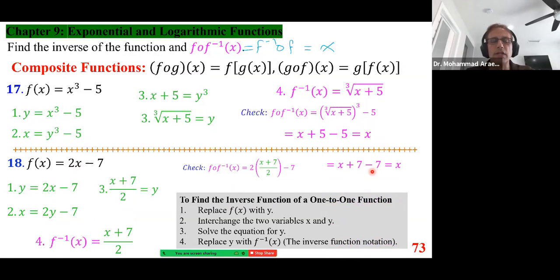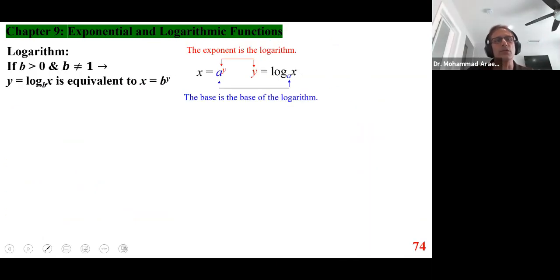Now, a big chunk of this deals with logs. So let me give you the synopsis of logs as follows. If b is larger than 0 and b is not equal to 1, y equals log x base b is equivalent to x equals b to the power of y. Pay attention to what I have here. It really makes it easy to follow.